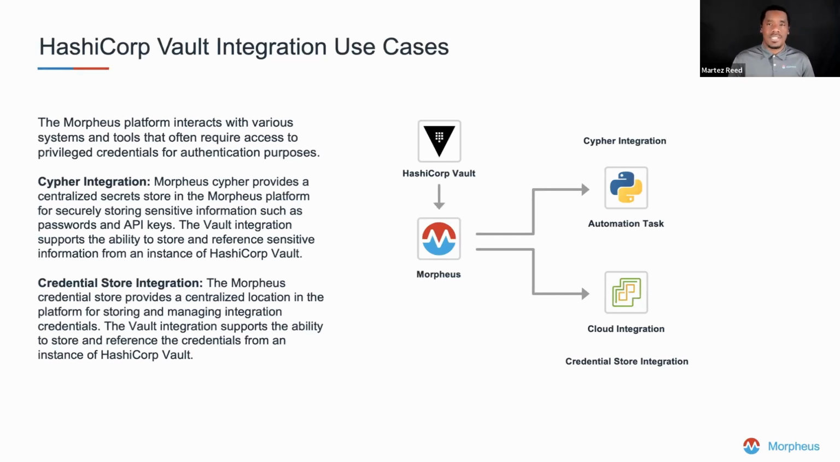Additionally, the platform includes the ability to execute automation. And as we walked through in the previous example, there are a number of ways in which automation can leverage, and does need to leverage, sensitive information for the configuration of systems and the deployment of applications. So let's take a look at the two areas in particular in the Morpheus platform where HashiCorp Vault can be integrated to provide centralized storage of sensitive information in HashiCorp Vault, but allows the Morpheus platform to fetch or retrieve information from HashiCorp Vault. The first one is the Cypher integration.